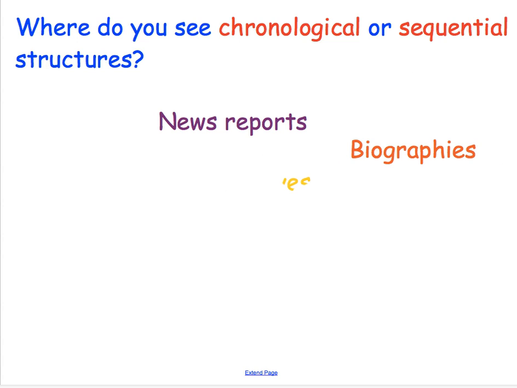Biographies. All the time in biographies, they always start with when the person was born, and they usually tell the events in order of their life, all the way till they died. In personal narratives, when you write a personal narrative later in this year, or when you wrote them last year, you used a BME chart, beginning, middle, end. So you were telling your story in chronological or sequential order.